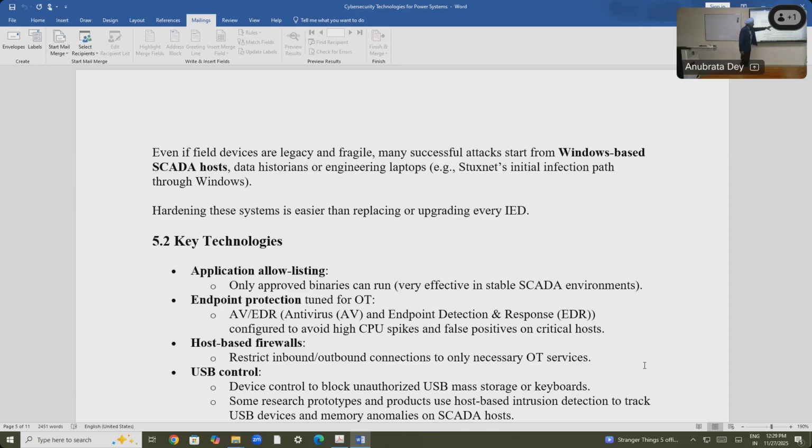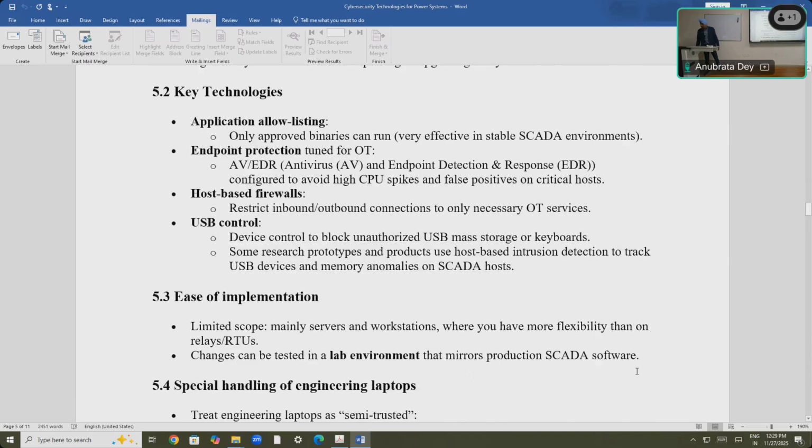And if you harden these, it is easier than replacing or upgrading every IED, right? Because you have fewer of these devices, so you could do that. Okay. So what are the key technologies that can be used in this? Only approved binaries can run. Okay. You can't run every single program and so on, right?